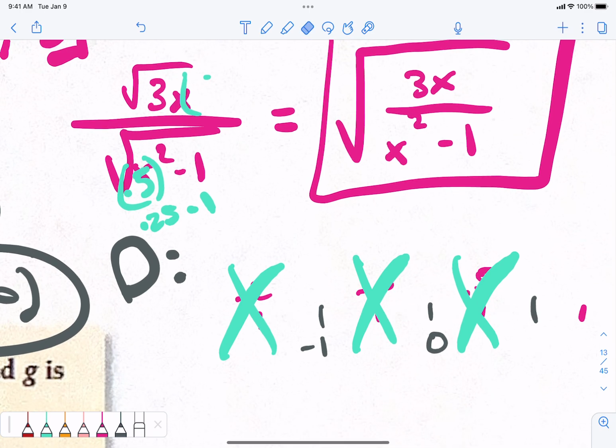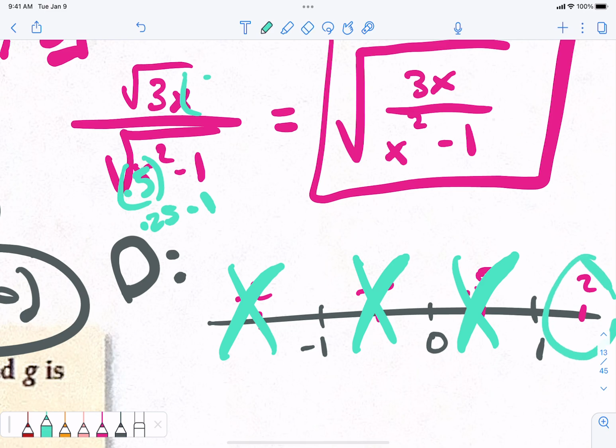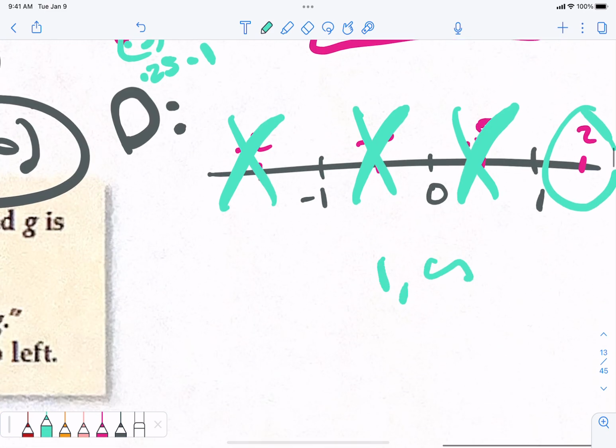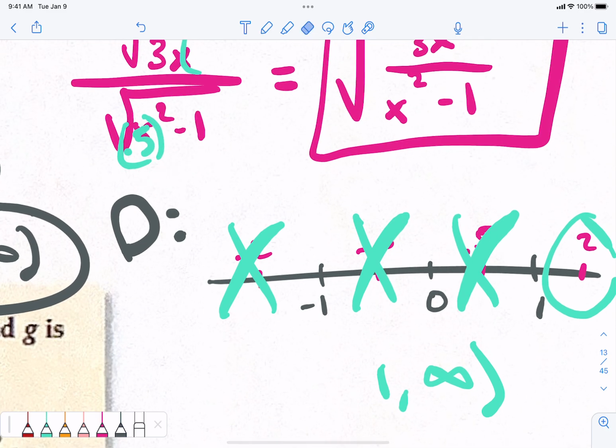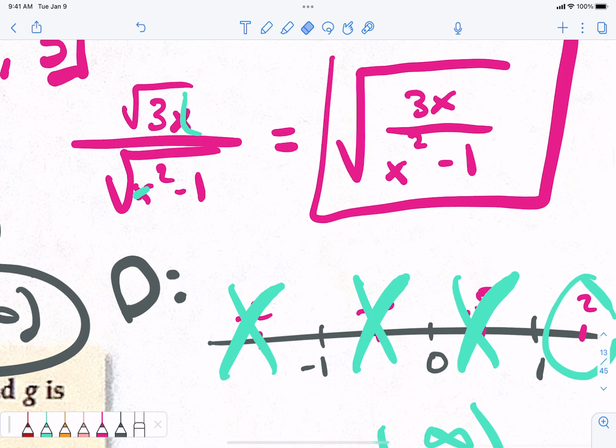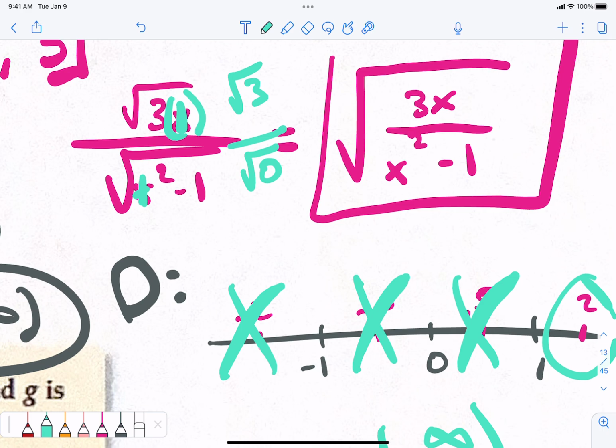Perfect. Now, can I plug 1 in exactly? Because this would be going from 1 to infinity, right? Is 1 a bracket or a paren? Let's check. This would be the square root of 3 on the top. On the bottom, this would be 1 squared minus 1, which is 0. Can you take the square root of 0? So is it good or not good?